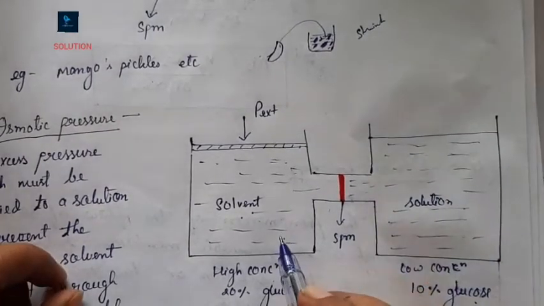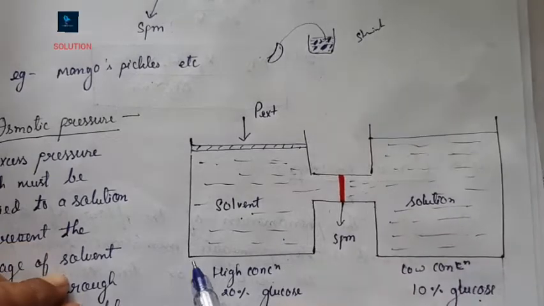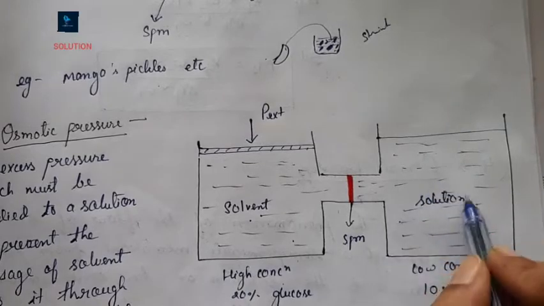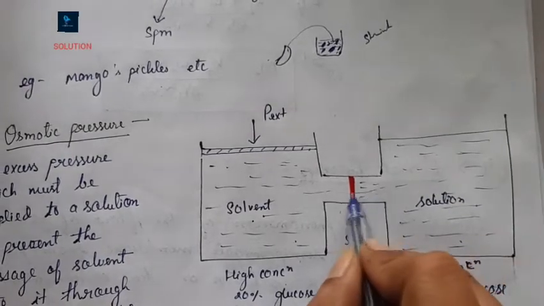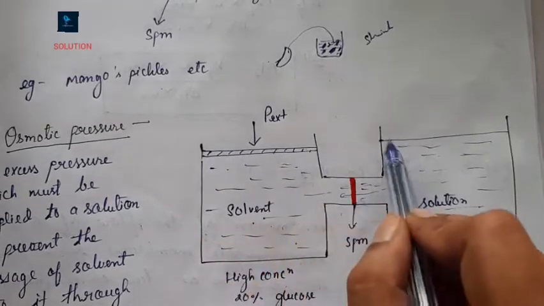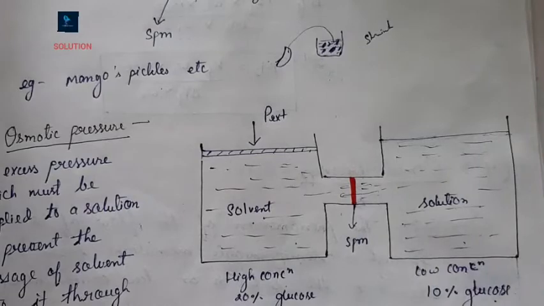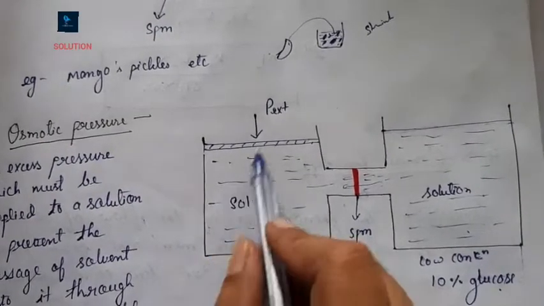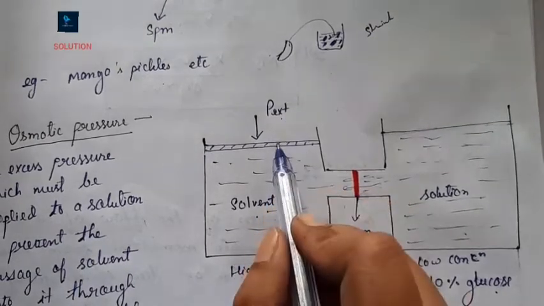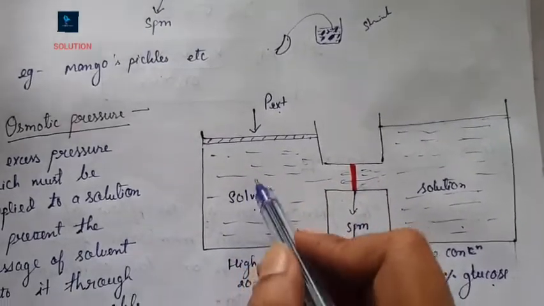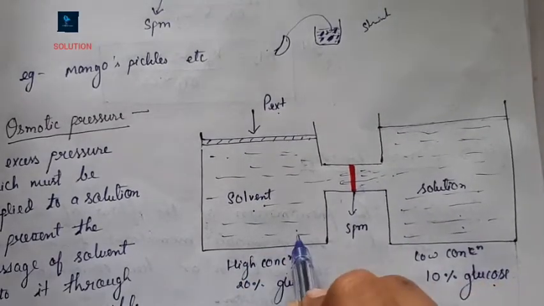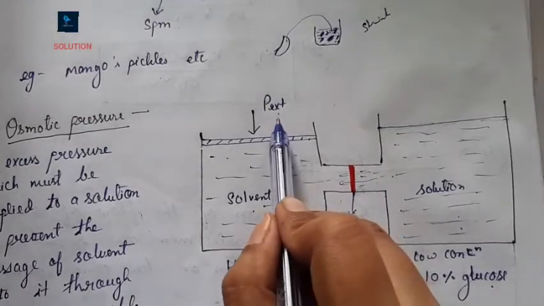What happens? As we understood in osmosis, the solvent moves from the lower concentration to the higher concentration through the semi-permeable membrane. This is the piston. When we apply external pressure, or extra pressure, which prevents the passage of solvent from lower concentration to high concentration, this pressure is called osmotic pressure.